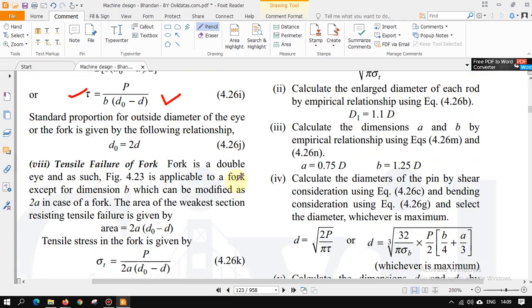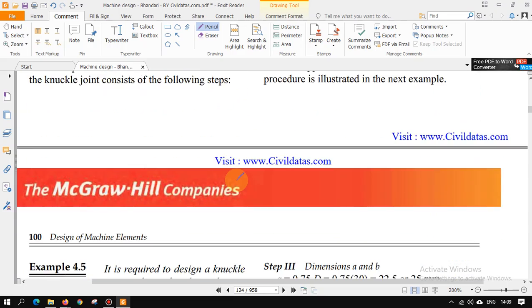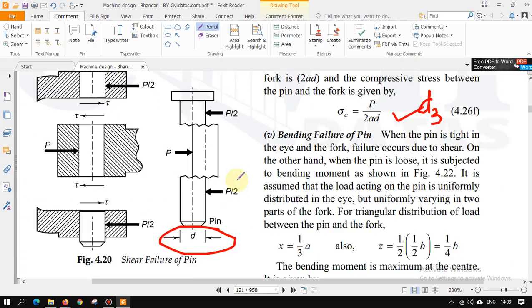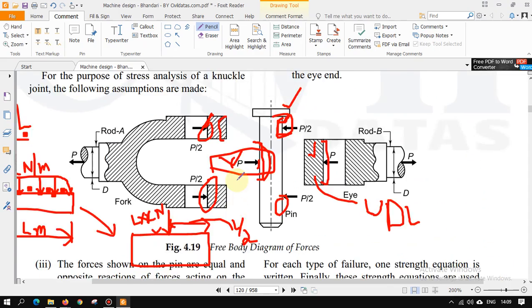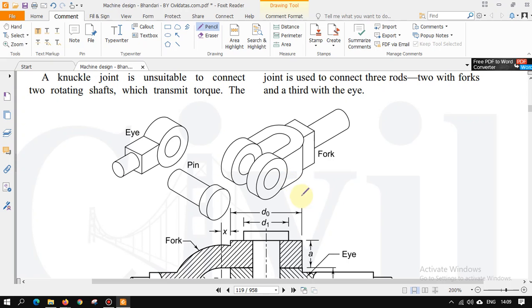Now you may ask, for the fork end, what will happen? For the fork end, there will be nothing change. Let me show you the fork end. Nothing will change. This will be d naught. From here to here it is a, but since it is both, it will be 2a, and the diameter will also be d.